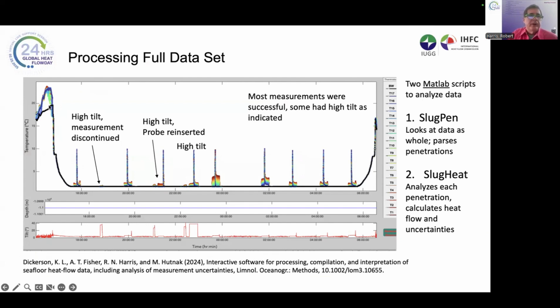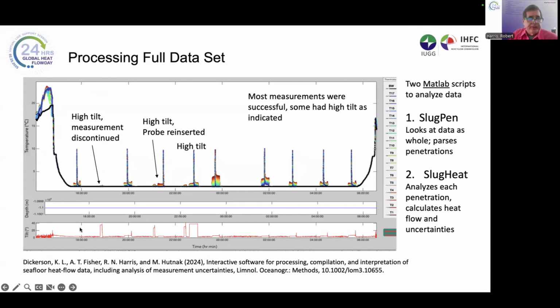So here's the probe, on deck right here or so. It gets lowered through the water column. Okay, and then we make our first measurement. So the probe gets inserted, we get a measurement, and the probe gets pulled off the bottom. We move the ship, the probe catches up to the ship, and we make another measurement.